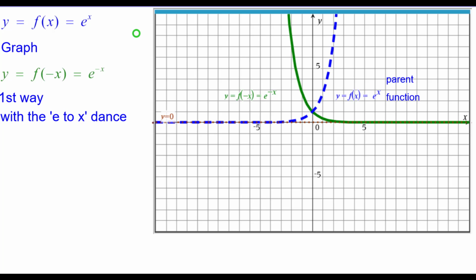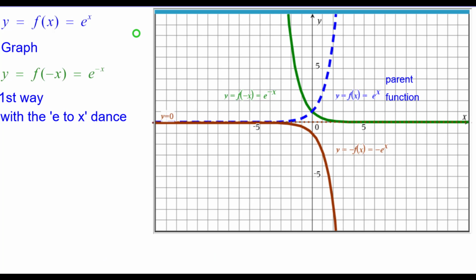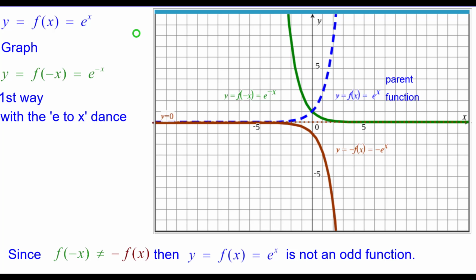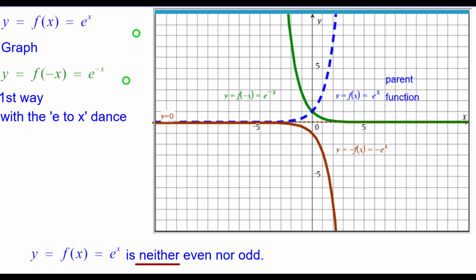Let's compare that to the parent function, and you can see that those are not equal, so this is not an even function. And if we compare the green graph to the brown one, the opposite of e to the x, you can see that those are not equal either, so this is not an odd function. Therefore, the e to the x is neither even nor odd.